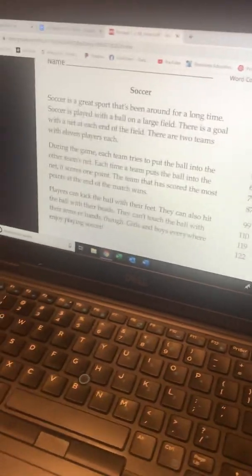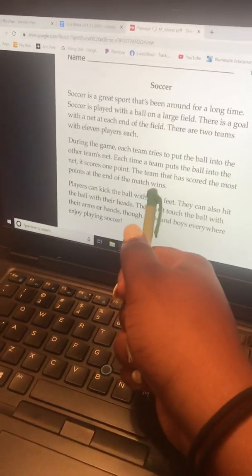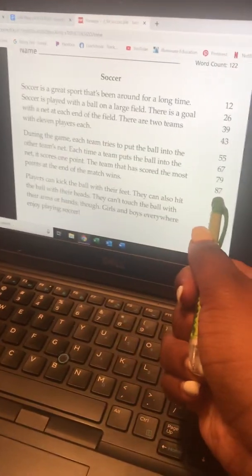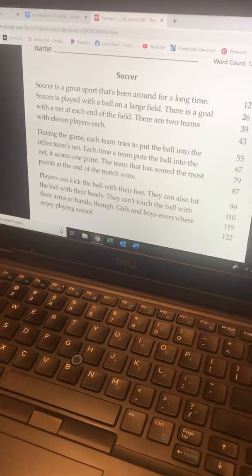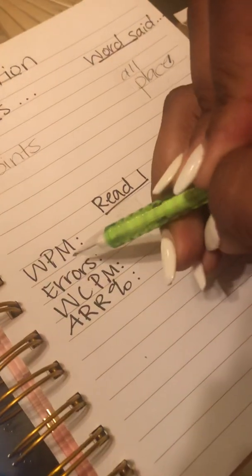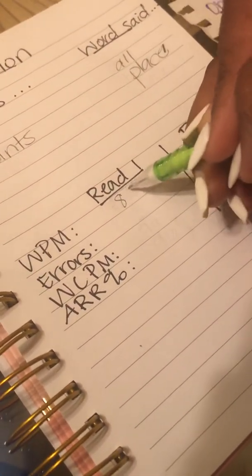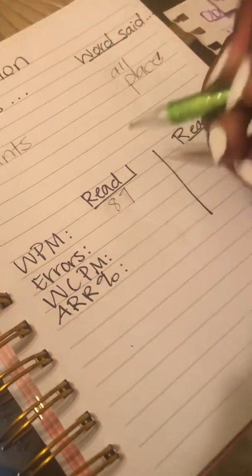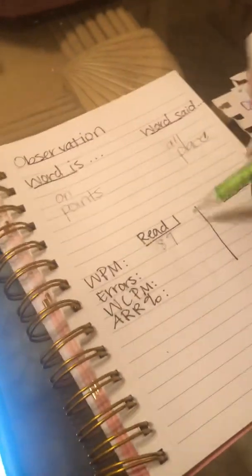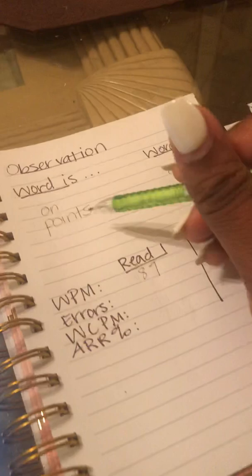All right. So you stopped at wins. So that means you read 87 words in 1 minute. So I'm going to write right here where it says WPM for words per minute. You read 87 words in 1 minute. Now, when you were reading, you made 2 errors. The first error you made was here.